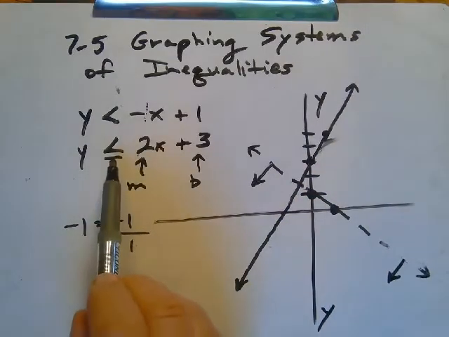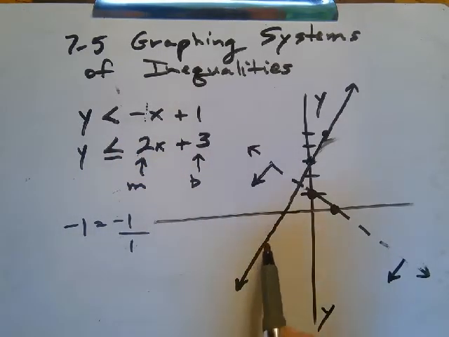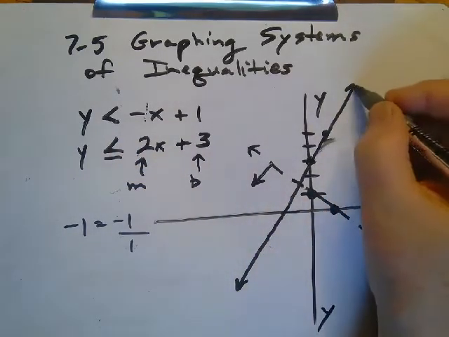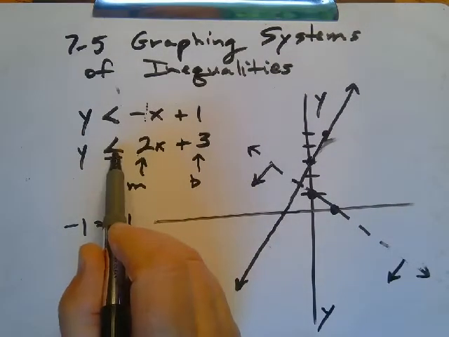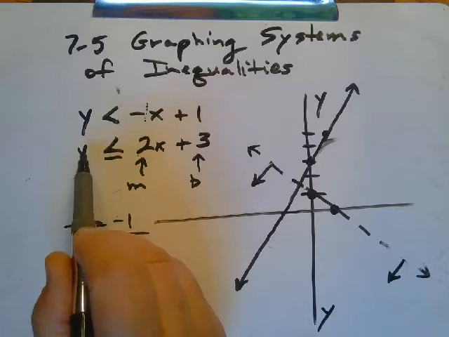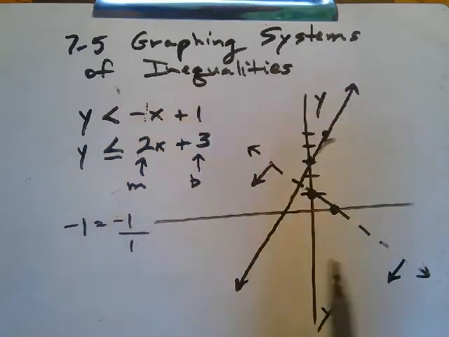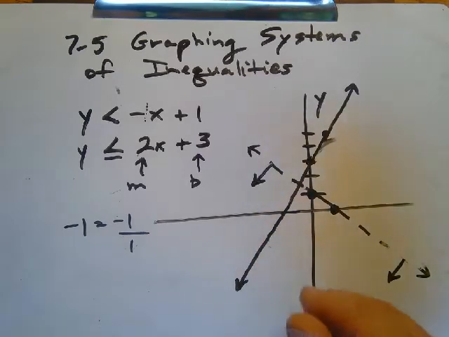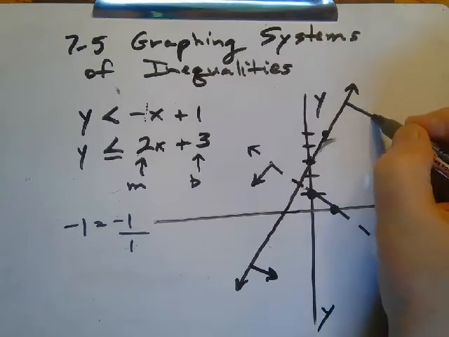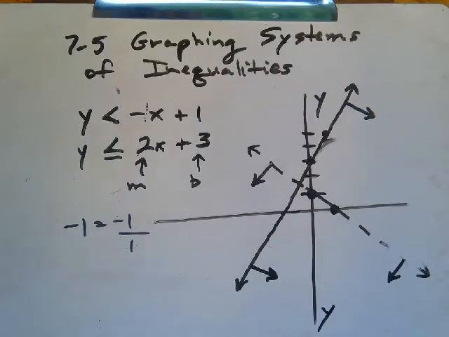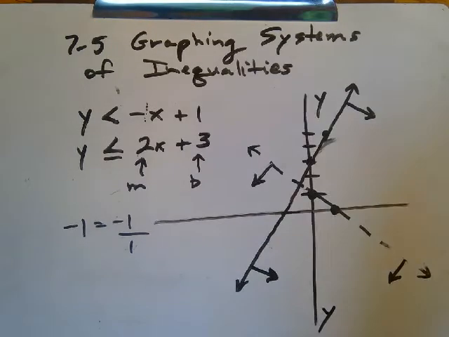Since there's an equal sign on it, I'm going to leave it solid because I want to include that line. Now let's look at the inequality here. It says less than, so I want all the y values less than the line. Where are all the y values less than the line? They're down here again. So I'm going to indicate below the line again. Now you can see the beauty of using these little arrows. My picture hasn't gotten so muddy that I can't see what's going on.